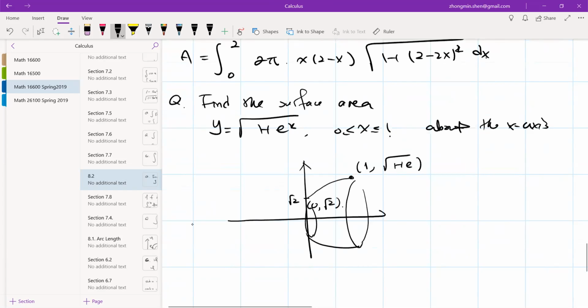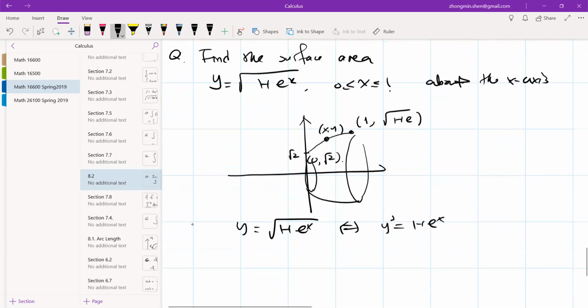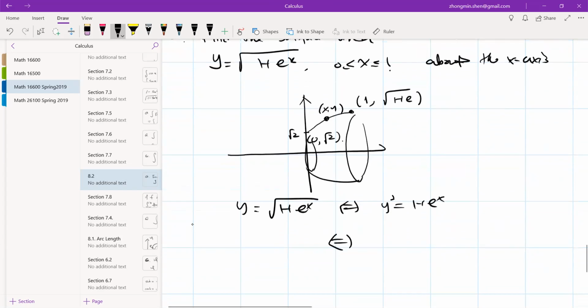Since the function is an increasing function, you can express y as a function of x. You can also express x as a function of y. For an arbitrary point on this curve, y equals the square root, right? They're related. But you can also square both sides and change it to e to the x. x is going to be the natural log of y squared minus 1. So it's the same.